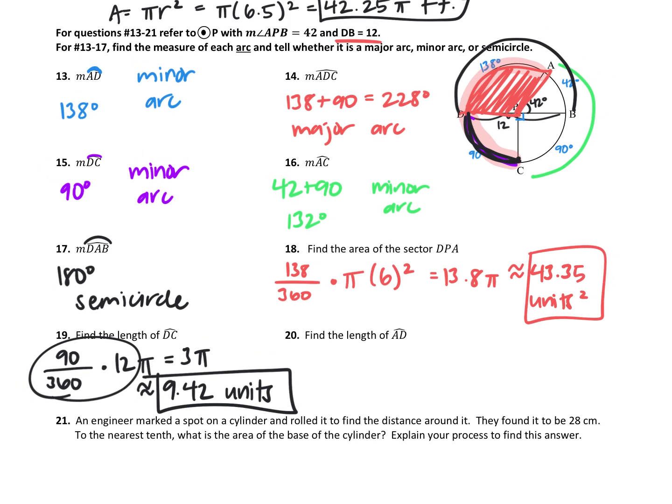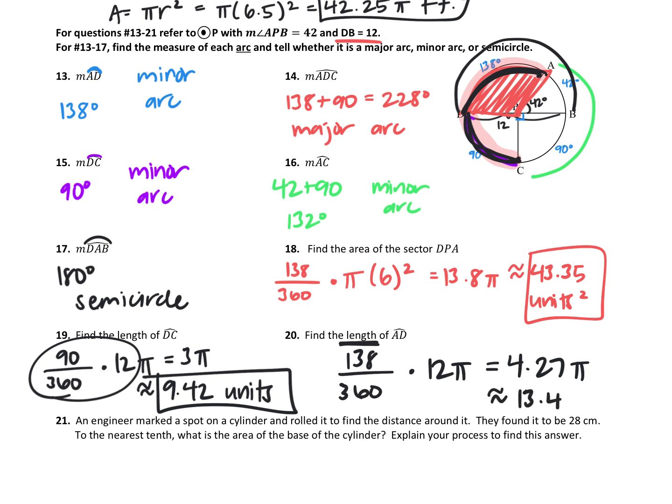And the last one we've got is find the length of AD. AD is right here. So I've got 138 degrees divided by 360 times, again, my circumference because we're talking about length, so times 12 pi equals 4.27 pi, which is approximately 13.4 units, not squared, just units.